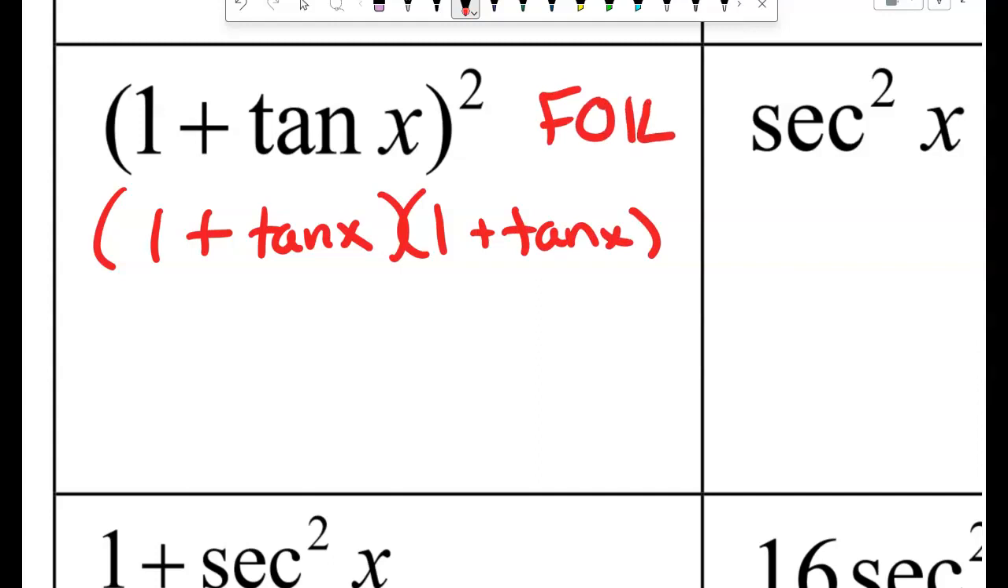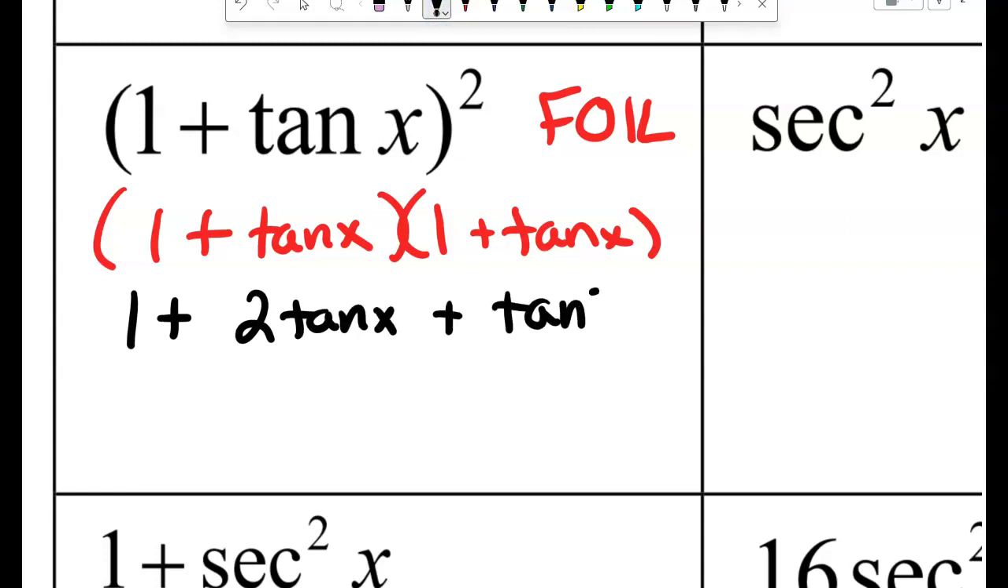Guys, don't forget foiling is huge. I still see people make this error at this level of math of going 1 squared plus tangent squared x. We're done. But honestly, what is that going to give us? That's 1 plus 2 tangent x plus tangent squared x. That, and then who knows what we were supposed to do later in this stuff.